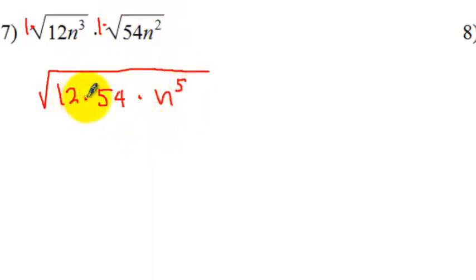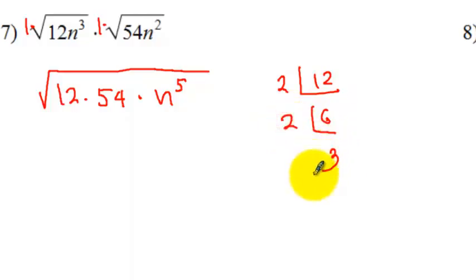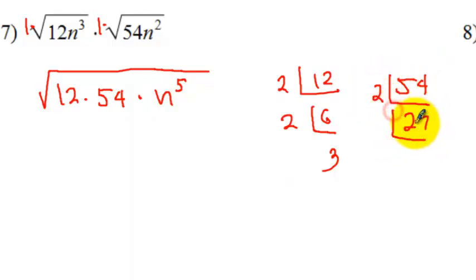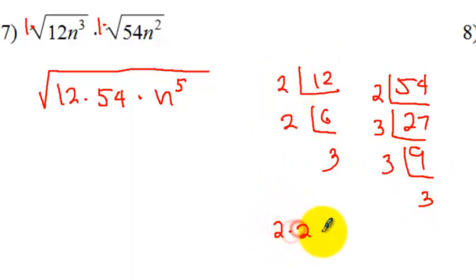Okay, so let's simplify our 12 and 54. So 12, I can divide 12 by 2, we'll get 6. Divide 6 by 2, we'll get 3. For 54, I can divide 54 by 2, we'll get 27. Divide 27 by 3, we'll get 9. Then divide 9 by 3, we'll get 3 here. Alright, so we have here 2, 2, 3. I have 2, 3, and then 3, and then 3 here.